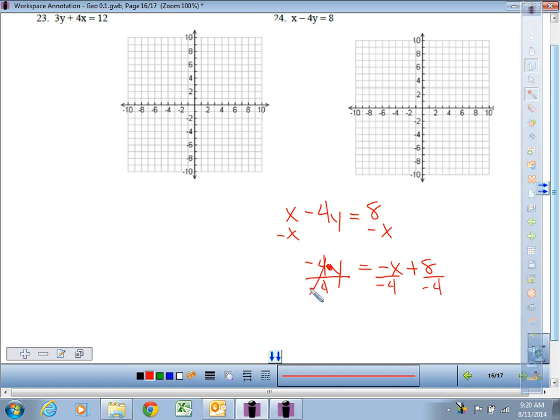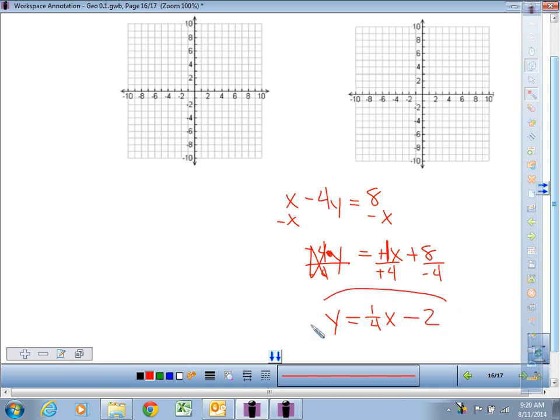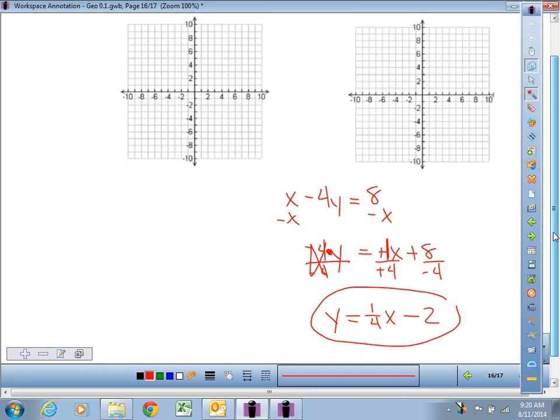Got to be real careful with them signs here, or we'll make a mistake. So we're going to go y equals. Now, pay attention to this one. This is a negative and a negative, which makes it positive. That's a fraction. That is not 4. Remember, the number in front of this x is a 1. So that is 1/4 x. Now, that's a positive divided by a negative, so that's going to be negative 2. So there's our equation in a nice, pretty slope-intercept form.